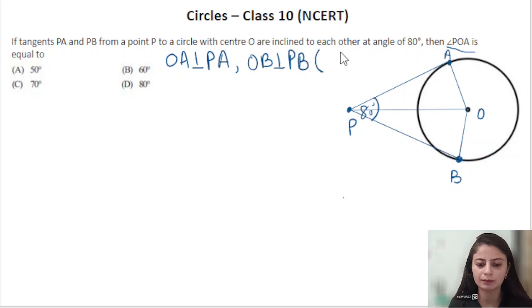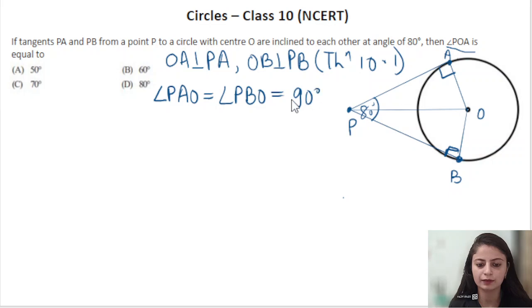यहाँ पे हम रीजन मेंशन कर देंगे, थ्योरम 10.1. Okay. Now since OA is perpendicular to PA, so I'll have this angle as 90 degrees. Similarly, this angle is also 90 degrees. So therefore this means angle PAO is equal to angle PBO equal to 90 degrees.